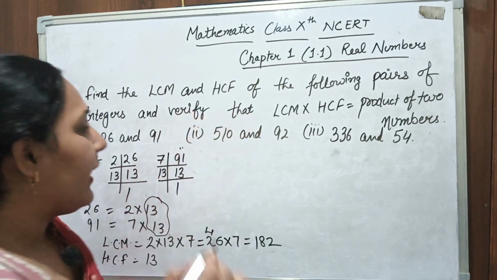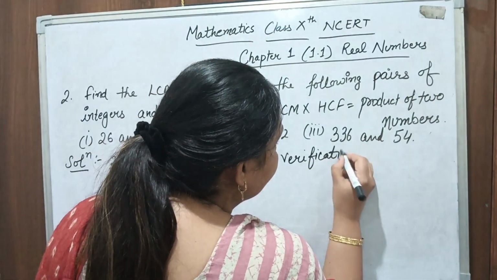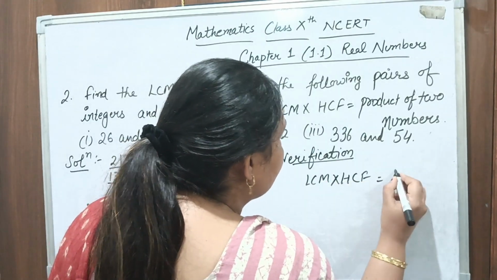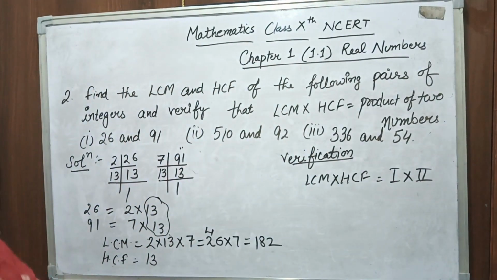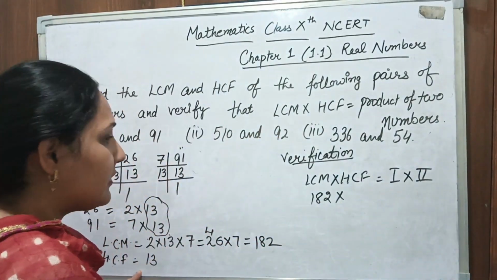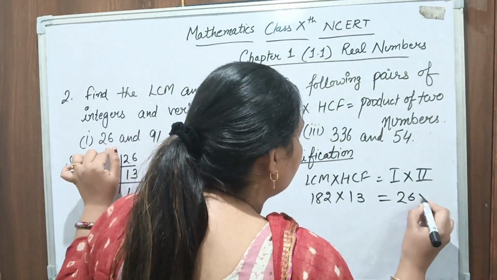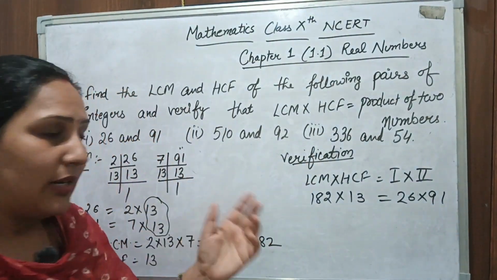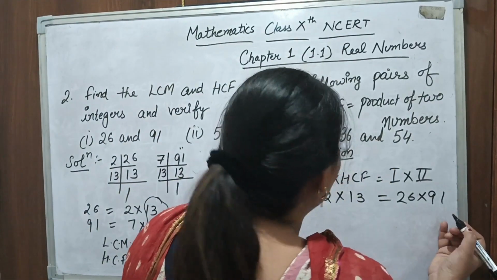Now we will verify it by using the formula: LCM multiply HCF is equal to the product of the two numbers. One means first number, two means second number. Our LCM is 182 and our HCF is 13. Our first number is 26 and second number is 91. You have to multiply them and check whether these are equal or not. You will find these are equal.